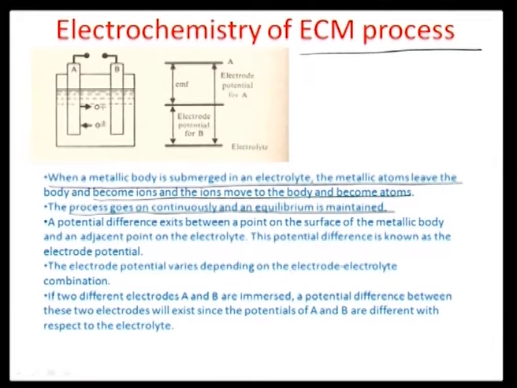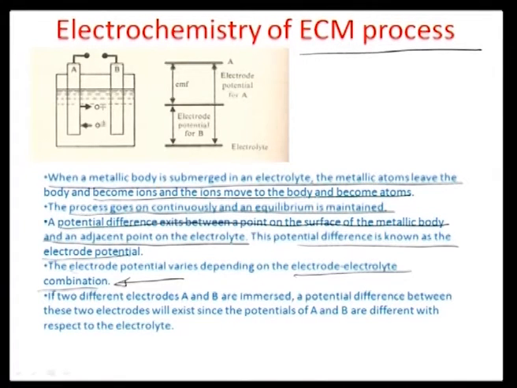A potential difference exists between a point on the surface of the metallic body and an adjacent point in the electrolyte, and this difference is known as the electrode potential. The electrode potential varies depending on the electrode-electrolyte combination. So this is nothing but the zeta potential that they are mentioning of a surface.